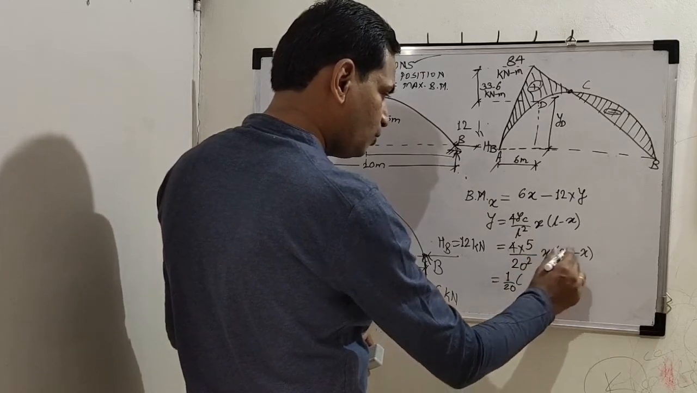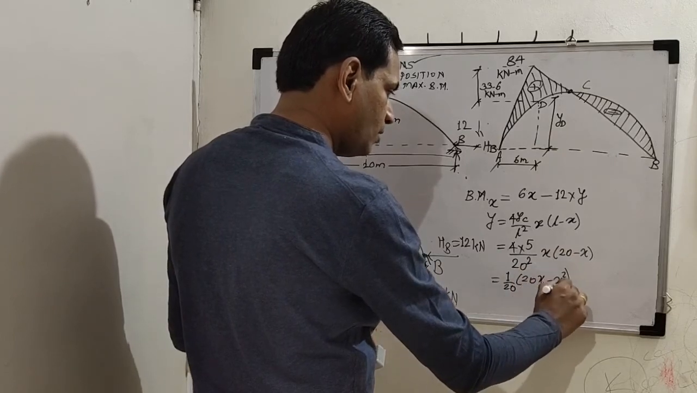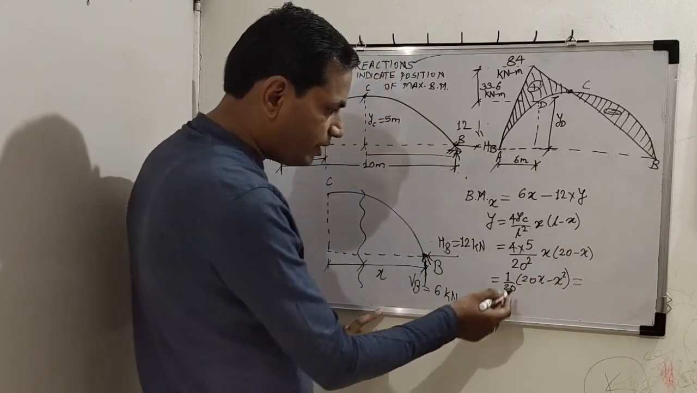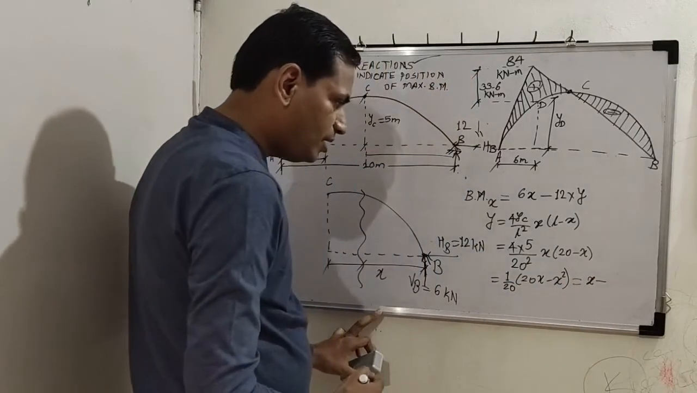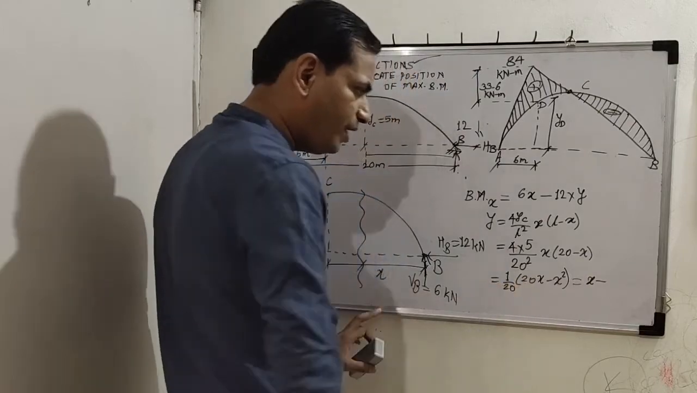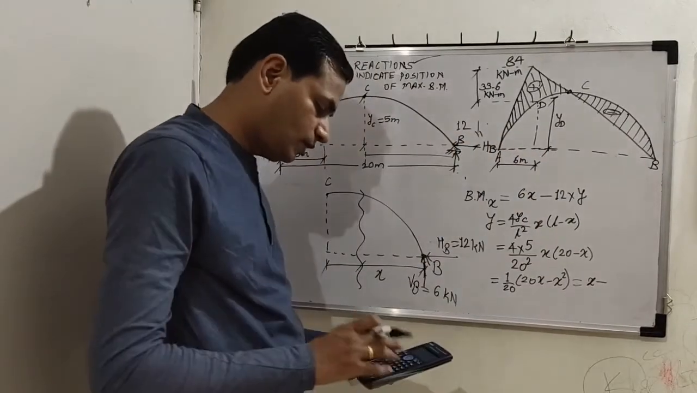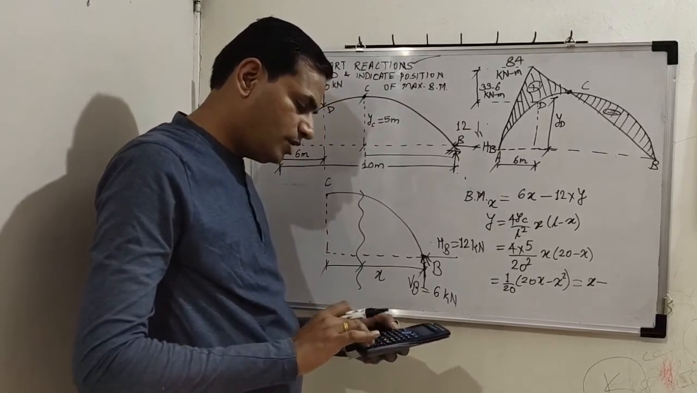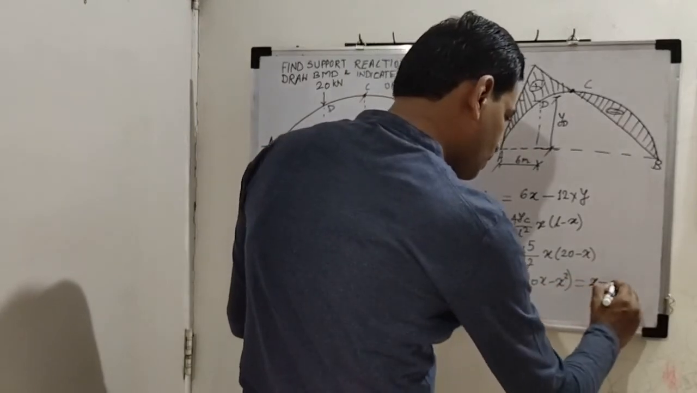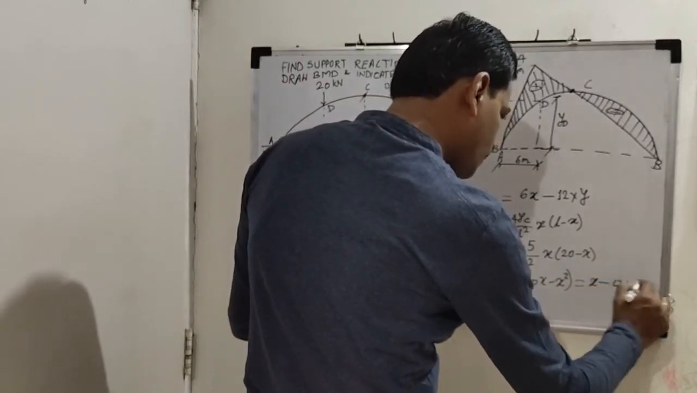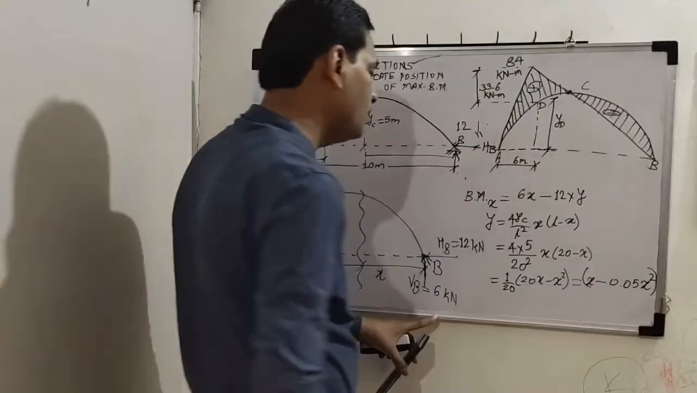Now we will multiply x into the bracket. So 20x, correct, minus x square. Now simplify again. 20x upon 20 is 1x minus x square upon 20. So how much is 1 upon 20? 1 upon 20 is 0.05. Okay, 1 upon 20, 0.05. So 0.05 x square. So this is the value of y, the equation for y.